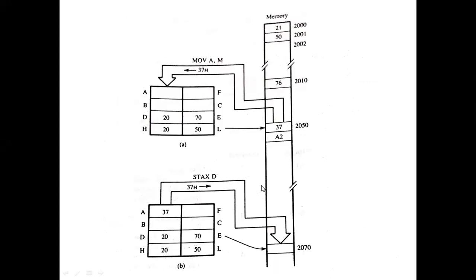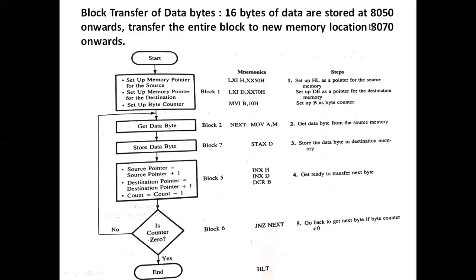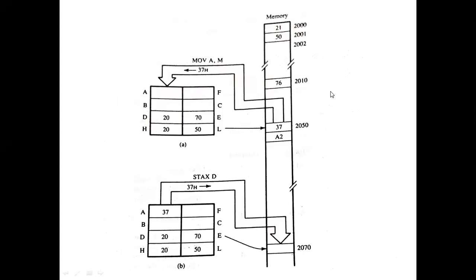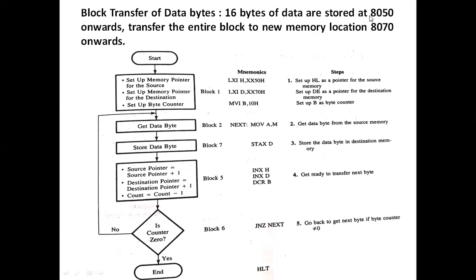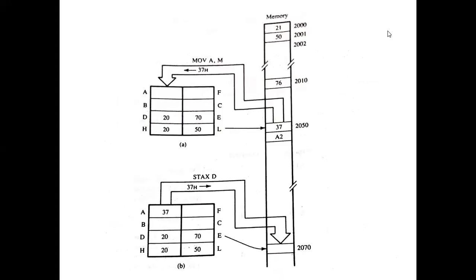Now, the actual part is taking place here. You see, in the HL pair, it is 2050, and the memory location 2050 is 37. Actually, the example which has been taken from 8050, but the figure which has been taken, it is from 2050. It hardly matters. You consider that instead of 8050, consider it as 2050 and consider it as 2070. Then only it will be applicable. So first of all, HL pair में 2050, D pair में 2070.